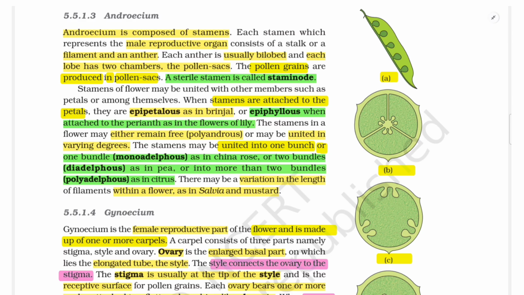The stamens in a flower may either remain free, also known as polyandrous, or may be united in varying degrees. The stamens may be united into one bunch or one bundle known as monoadelphous as in China rose, or two bundles diadelphous as in pea, or into more than two bundles also known as polyadelphous as in citrus. There may be a variation in the length of filaments within a flower as in salvia and mustard.